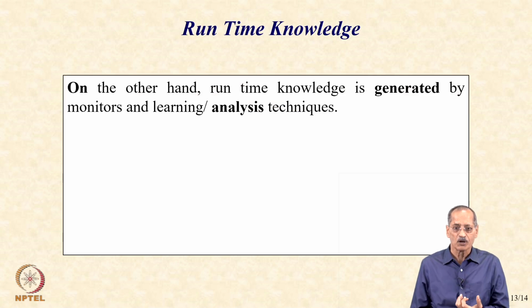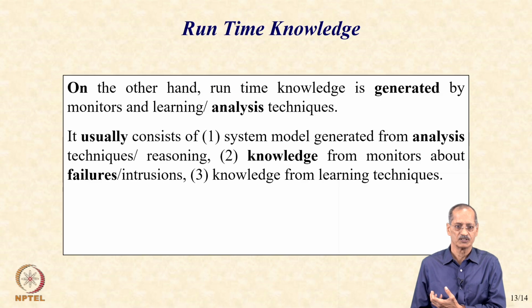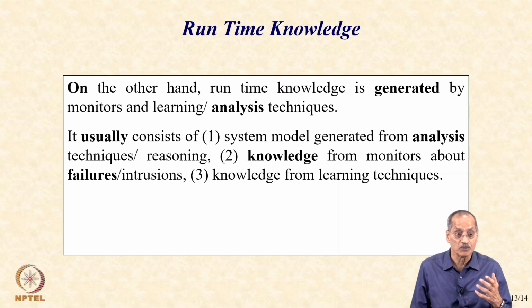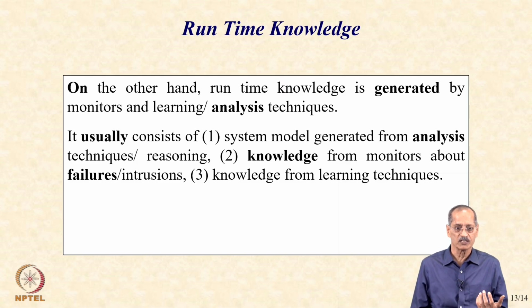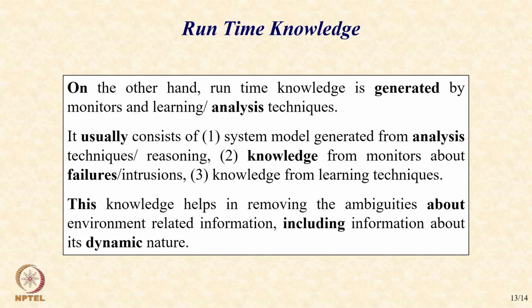And runtime knowledge essentially comes through monitors, learning, and analysis techniques, so the system models are generated from analysis techniques and reasoning. Sometimes you learn from failures: a system that you think should work in a certain way does not work. So, you go back and look at why it is not working, you learn, and in the process you go back and modify. By and large, runtime knowledge is the one which is going to help you remove the ambiguities about environment-related information, including information about its dynamic nature.